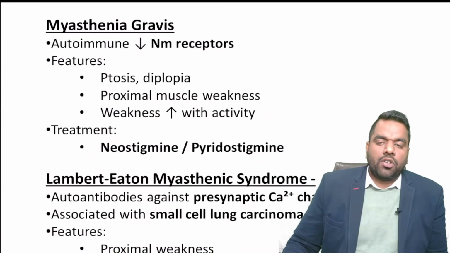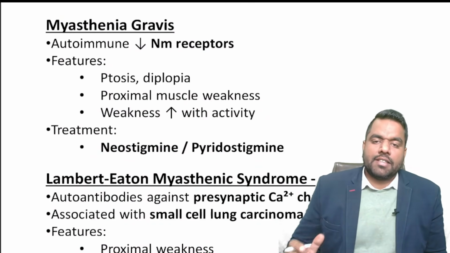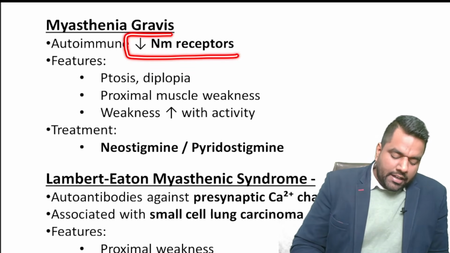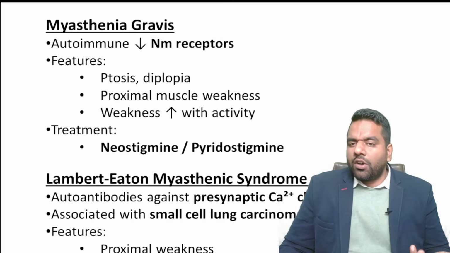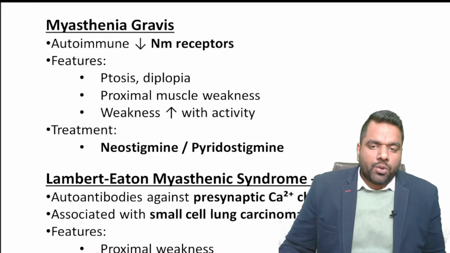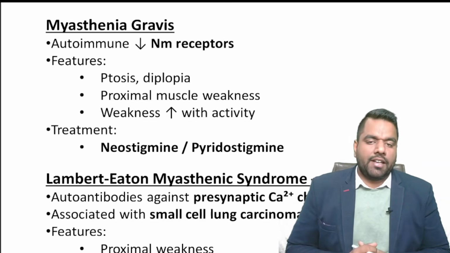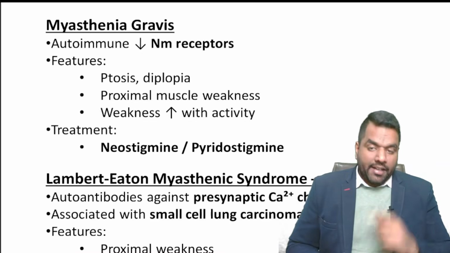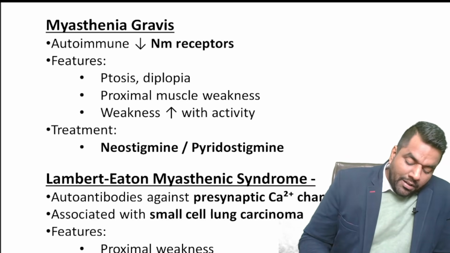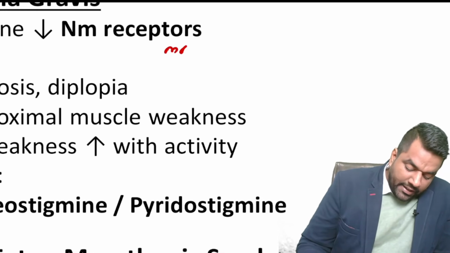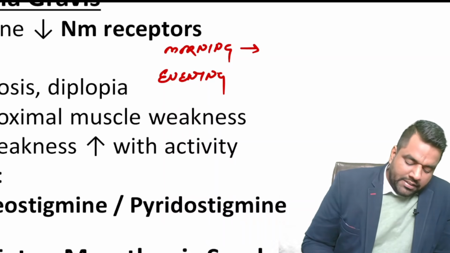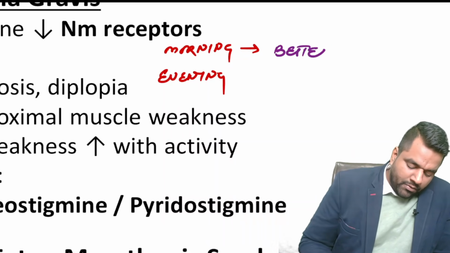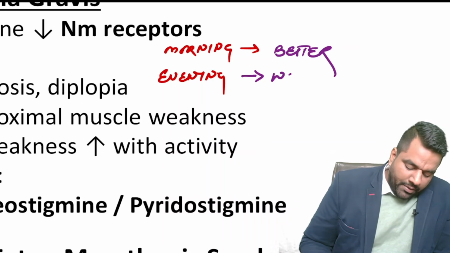Talking about the different pathological conditions, myasthenia gravis is when the receptor levels are decreased, and this is an autoimmune condition. Features: muscles cannot contract, so drooping of the eyelid, like ptosis, diplopia, proximal muscle weakness. Weakness increases with activity, and guys, there is one special feature. In myasthenia gravis, the morning and evening conditions will differ. The morning will be better compared to the evening, which will be worst.